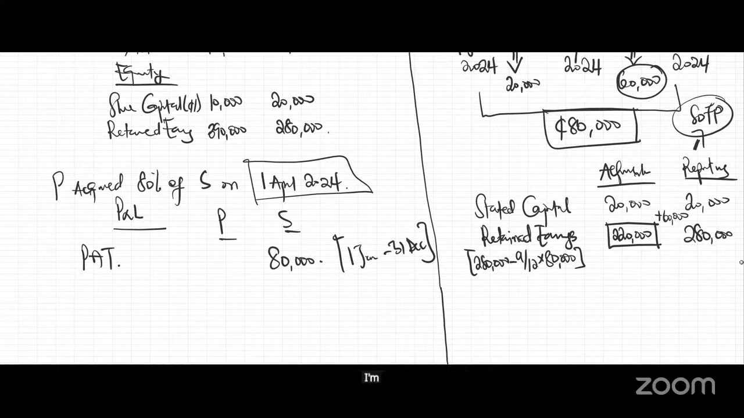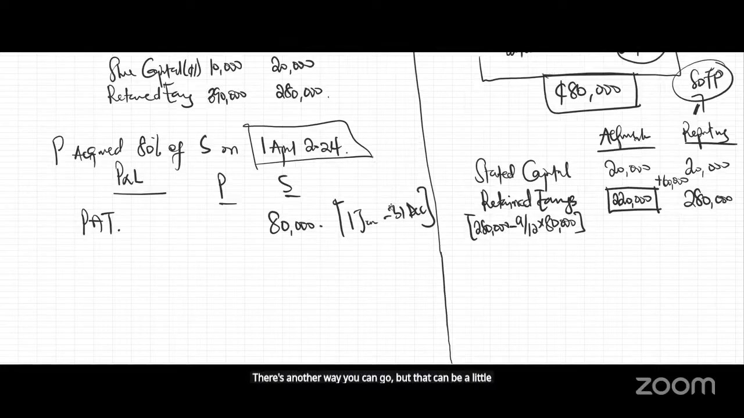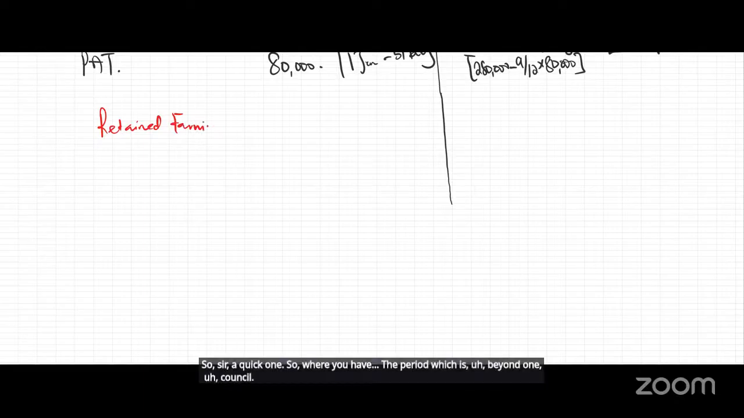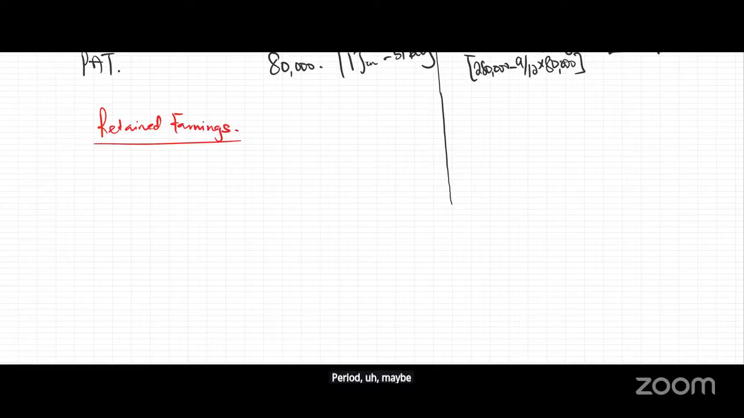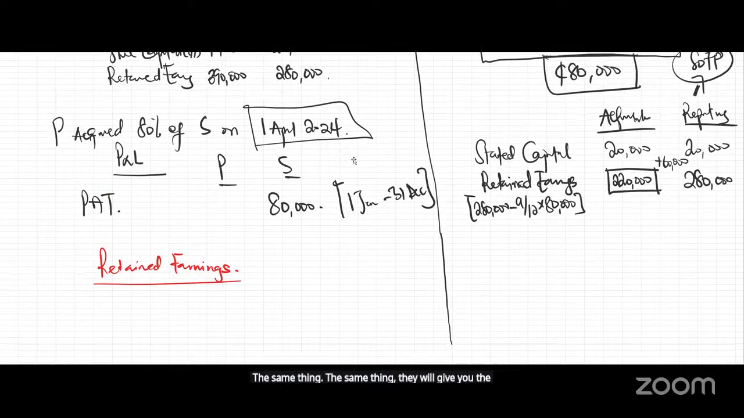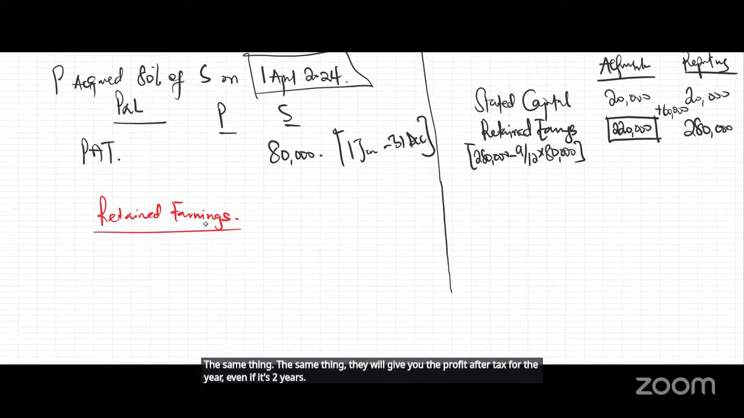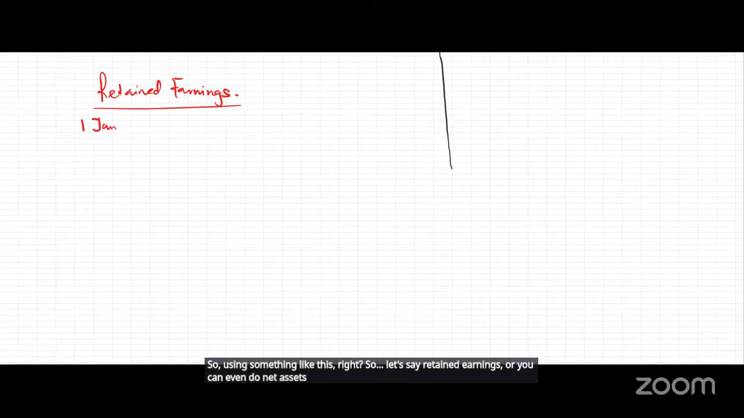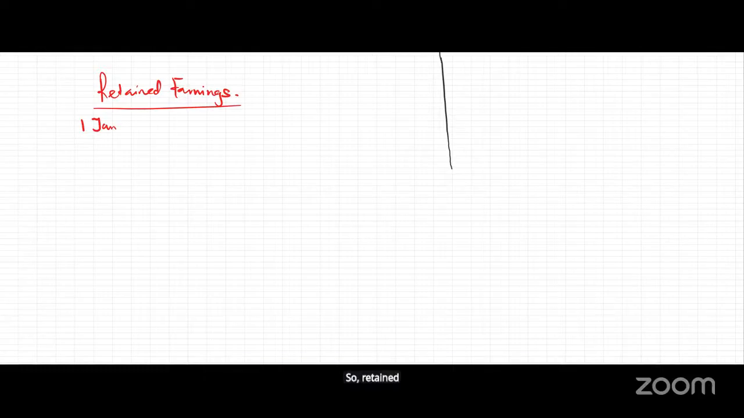There's another way you can go, but that can be a little stressful. Let's prepare the retained earnings account. Where you have a period which is beyond one accounting period, maybe 2 years, the same thing. They will give you the profit after tax for the year, even if it's 2 years. The simplest way is to use the retained earnings. Let me explain. You can use retained earnings, or you can even do net assets brought forward. It's up to you.